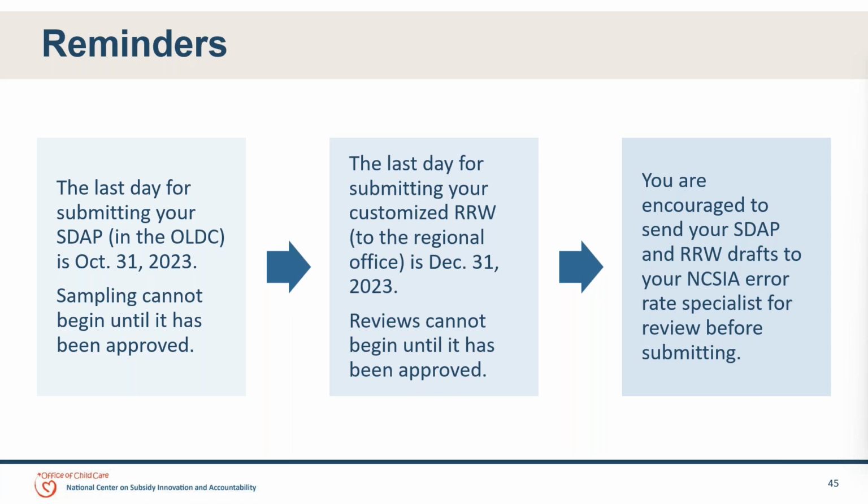The last day for submitting the record review worksheet to the regional office is on December 31st, and reviews cannot begin until that has been approved. You are encouraged to send your draft to your error rate specialist, TA specialist, for review before submitting. And I will share contact information for your error rate specialist before the end of this webinar. We can look at any drafts before you officially submit, and that usually makes the whole process for getting approved go a lot faster.